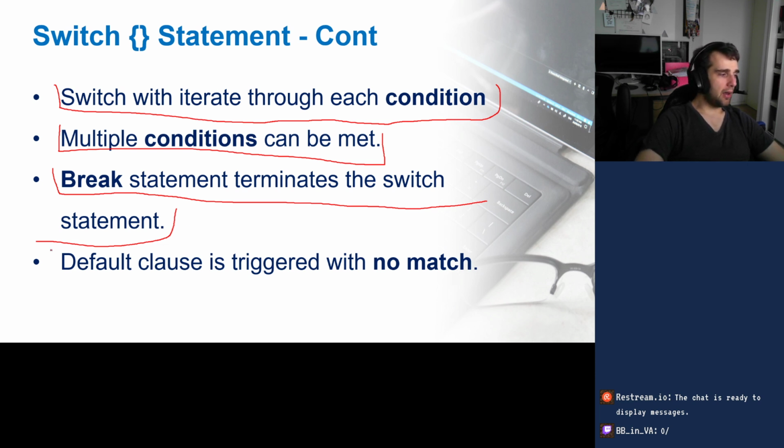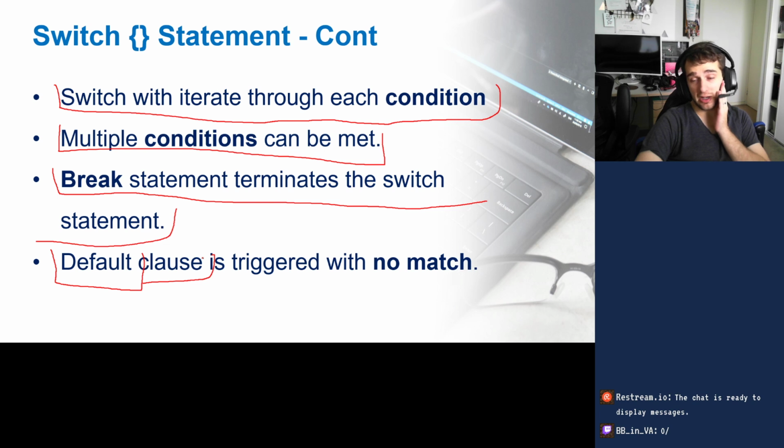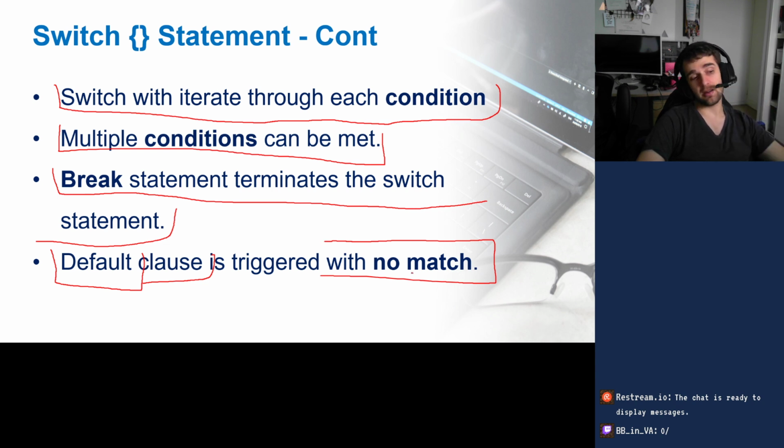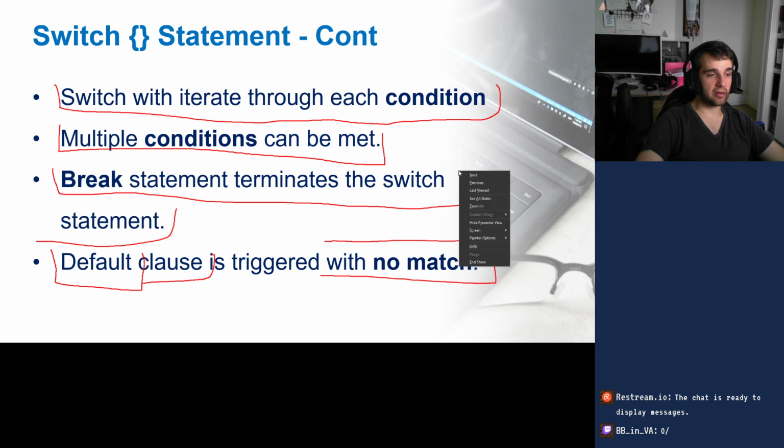Now, there is actually a default clause in the switch statement. And a default clause is essentially an else statement. It's triggered when there's no match. So it's, like I said, the last stop before the end of the station. And you can use that to raise errors and things like that.